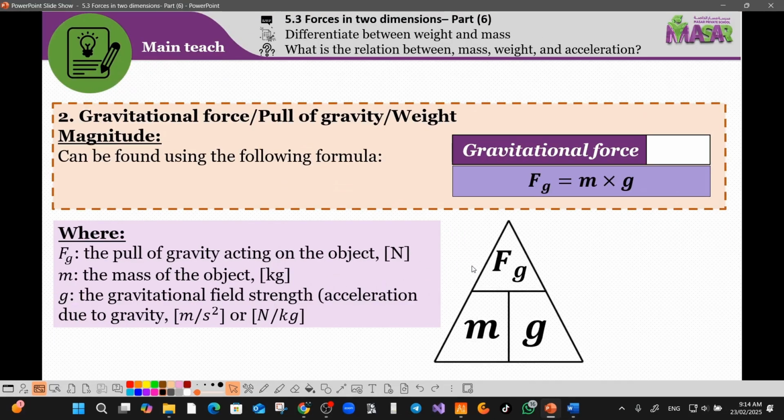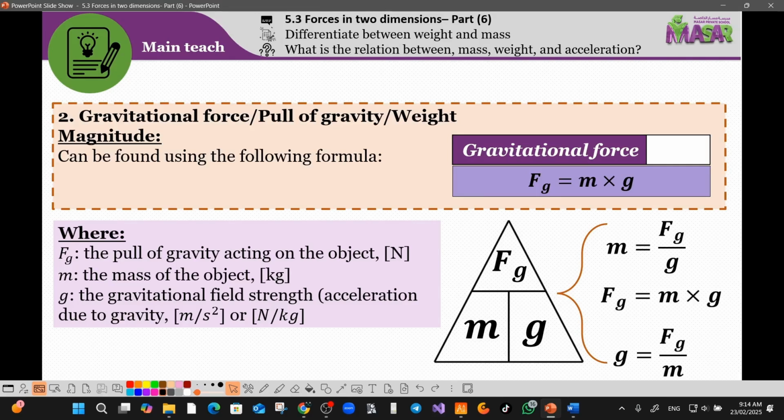Now a triangle can be constructed here to describe the relationship among the Fg, m, and g. From this triangle, we can obtain three relationships. The m is equal to Fg over g, the Fg is equal to m times g, and finally the g is equal to Fg over m.